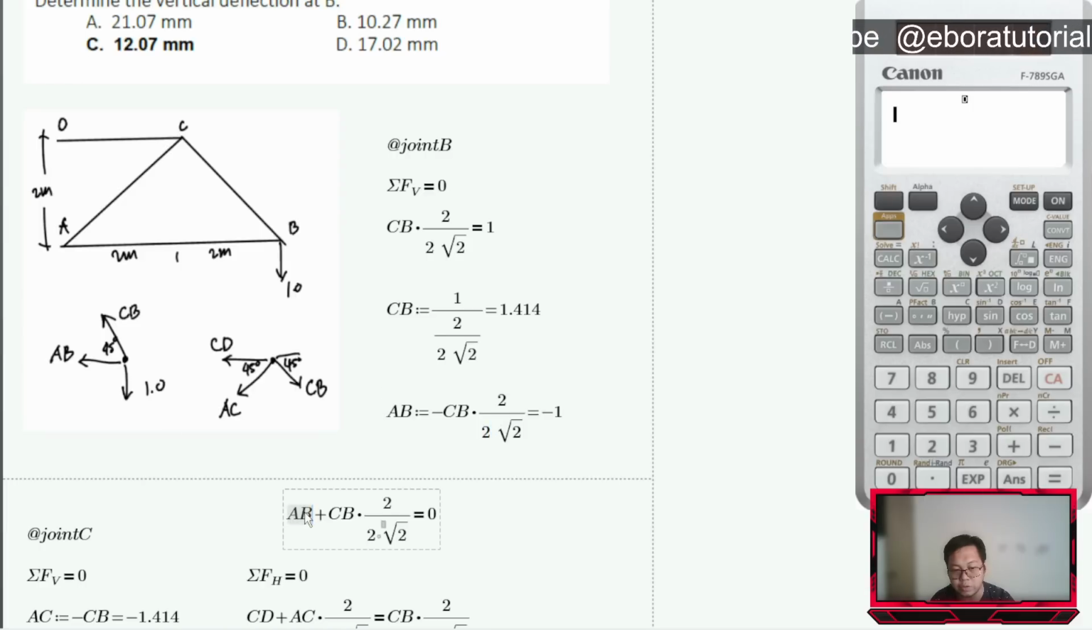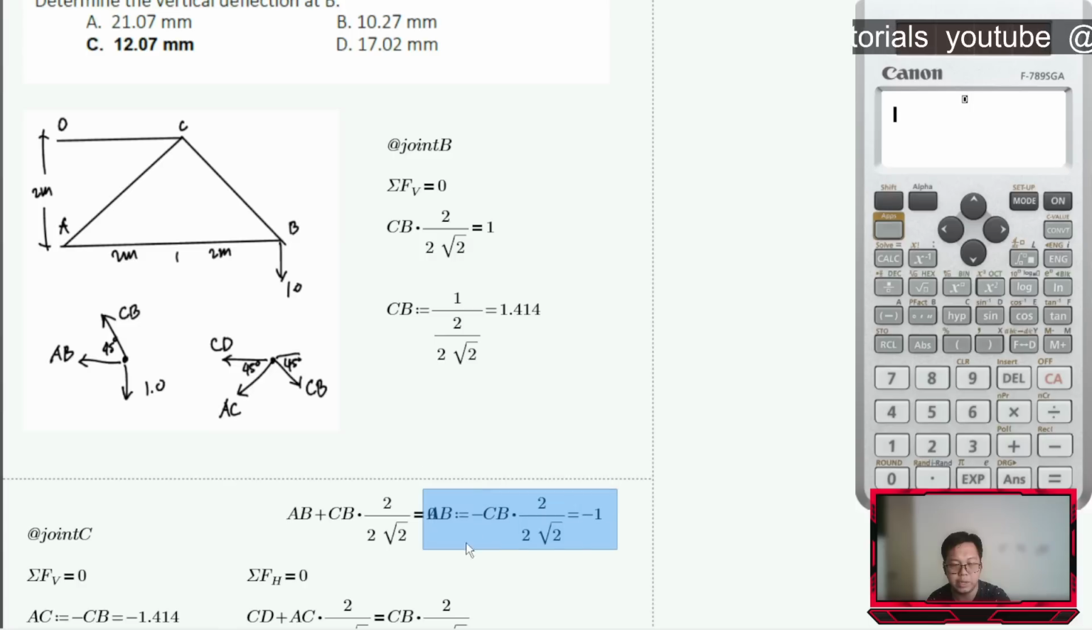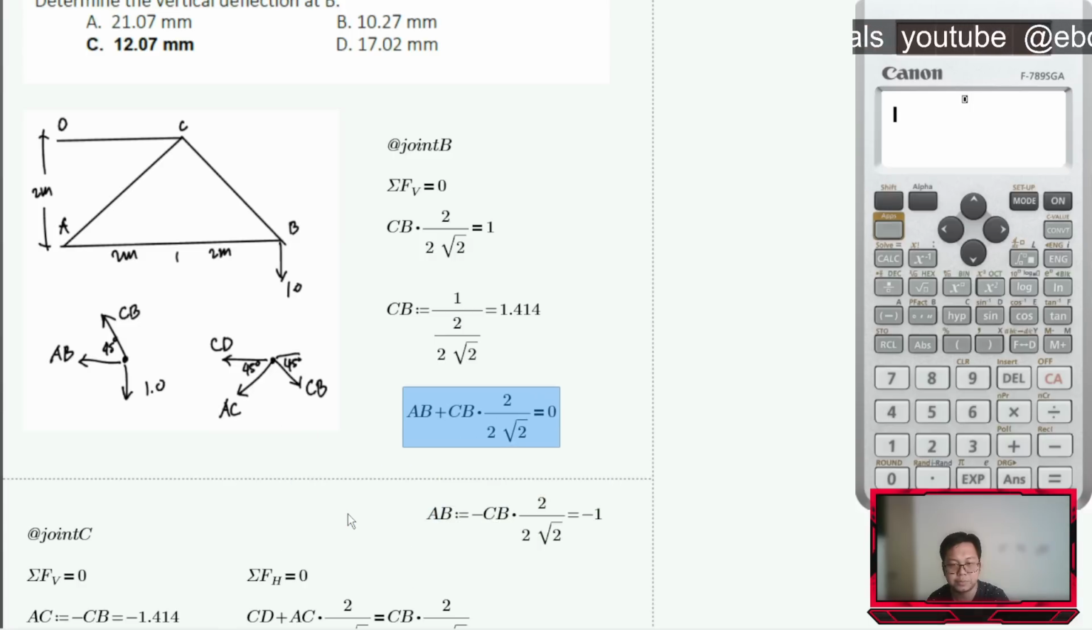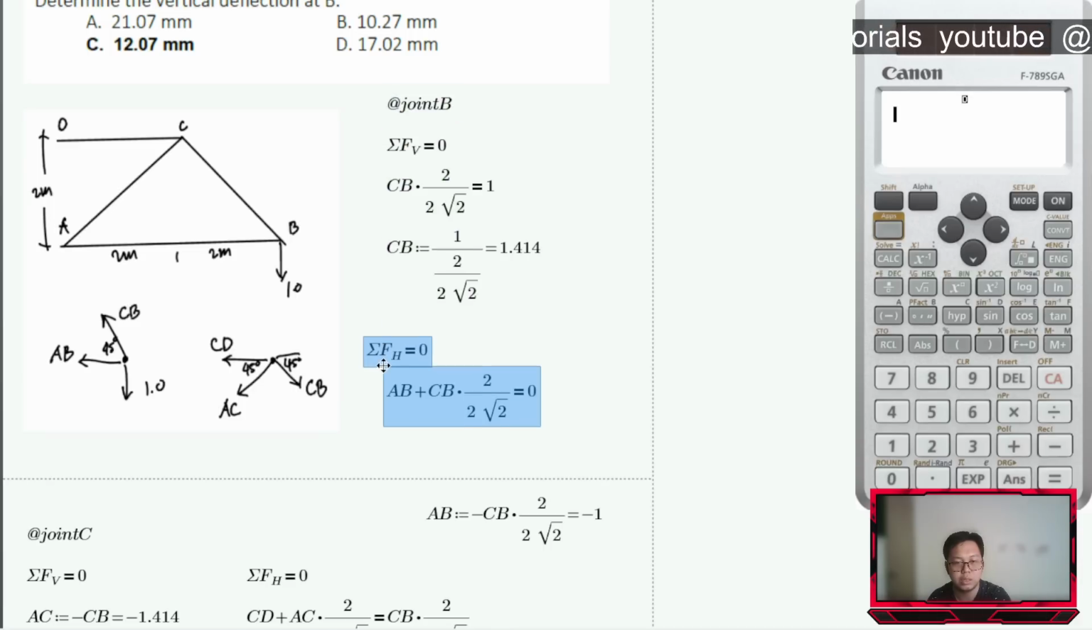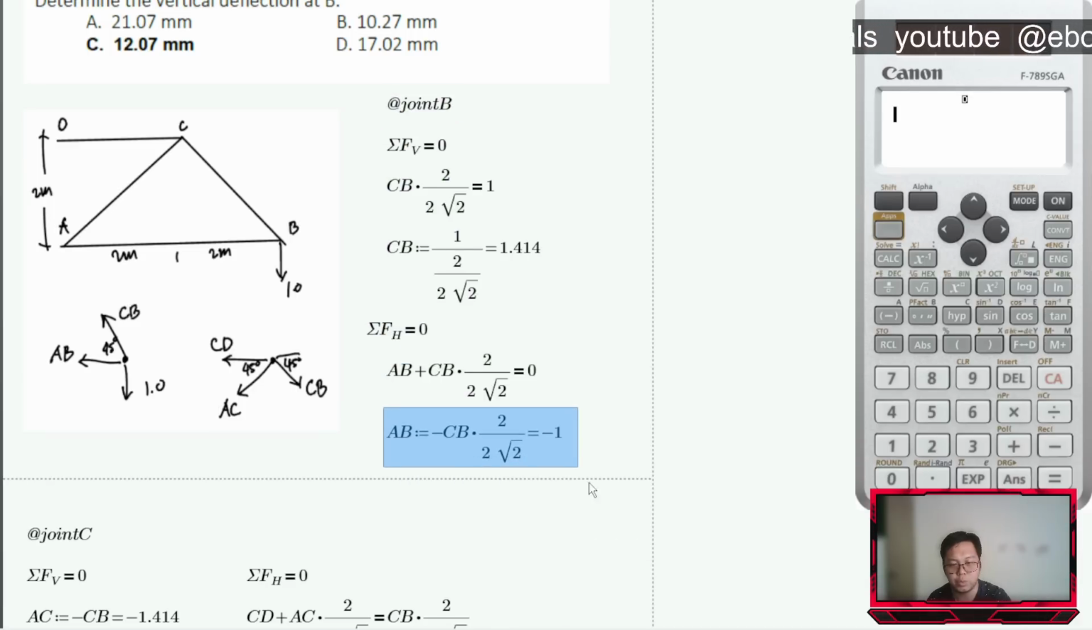Meaning, you can actually just solve AB. AB is simply equal to CB, 2 square root of 2. However, negative yan kasi you need to transpose it sa kabila. Okay? So anyway, ilalagay ko lang to dito. This is actually summing up forces horizontal. Yeah, so we have AB equal to negative 1.